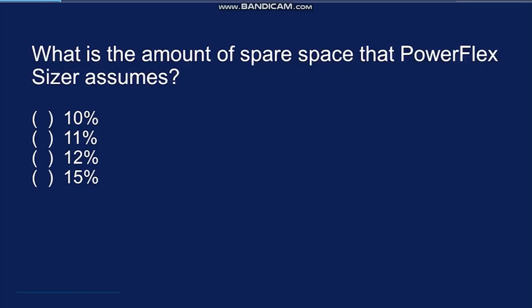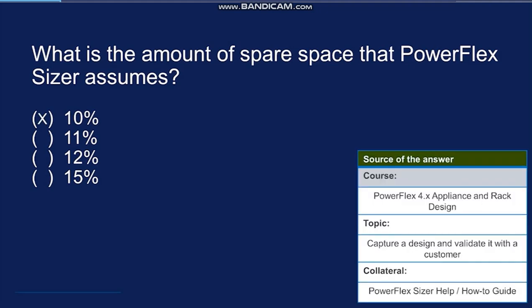What is the amount of spare space that PowerFlex Sizer assumes? 10%, 11%, 12%, or 15%? The correct answer to this question is 10% spare space per node. Nodes are crucial to the effective virtual storage capacity and performance with efficient IOPS throughput. Knowing how to use the PowerFlex Sizer tool helps the solution architect compare different node configurations that are designed for performance gains and storage capacity.